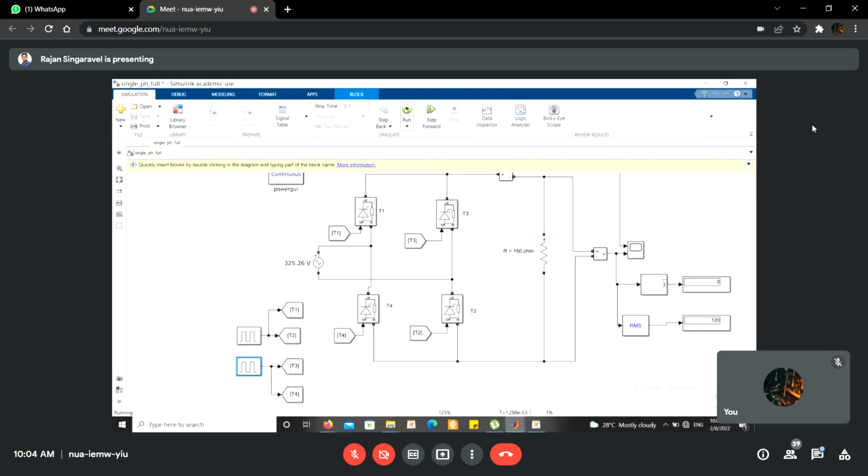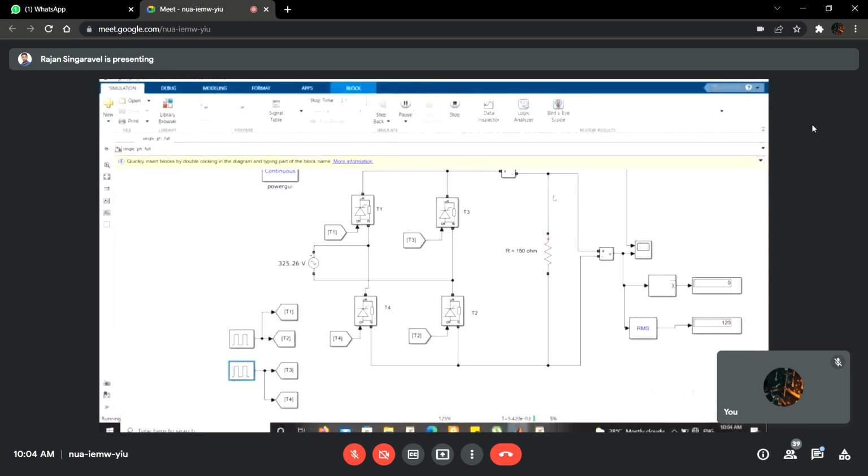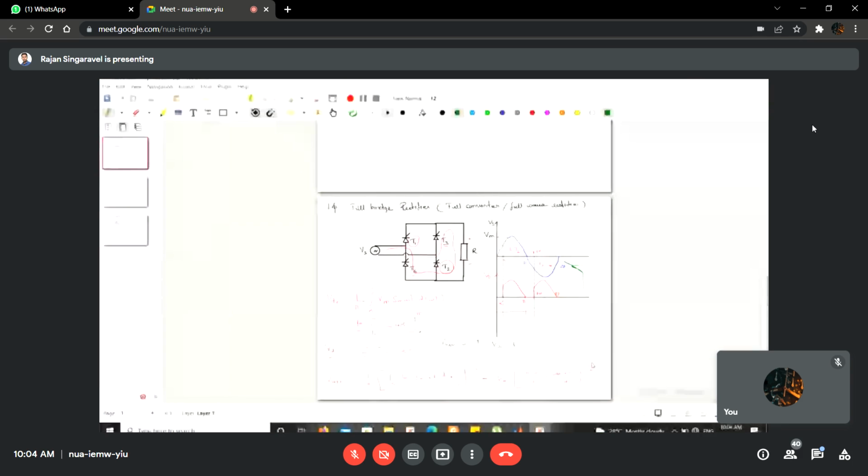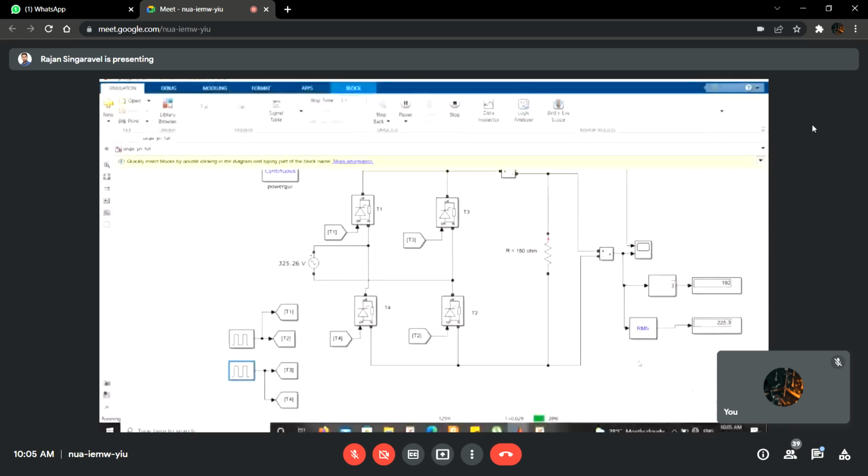The load is the same, 150 ohm, and everything is the same. Let us see how the voltage is changing. Before that, we will try to calculate what the average voltage will be for this particular condition. When alpha is equal to 30 degree, cos 30 degree is 0.86, so 1.866. I am getting 193 as the average voltage.